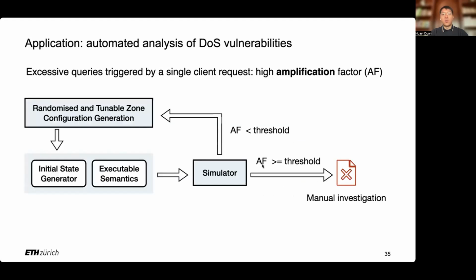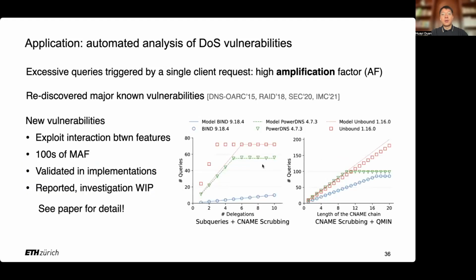We've also applied our framework to analyze amplification vulnerabilities, where a single client request can trigger a large number of queries sent by a vulnerable resolver. The idea here is to run our DNS model with randomized zone configurations and client requests, while monitoring the resulting amplification factor. If it goes beyond a certain threshold, we manually analyze the suspicious initial state. And our randomized generation algorithm can be tuned towards different zone structures to allow efficient search of suspicious cases. With this approach, we have rediscovered all major known vulnerabilities of this kind.